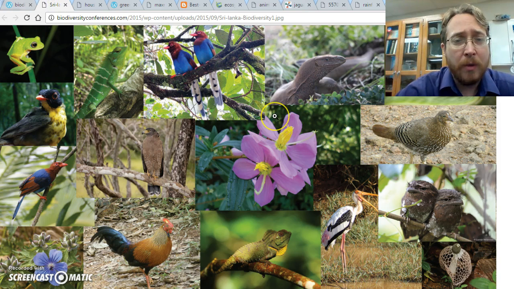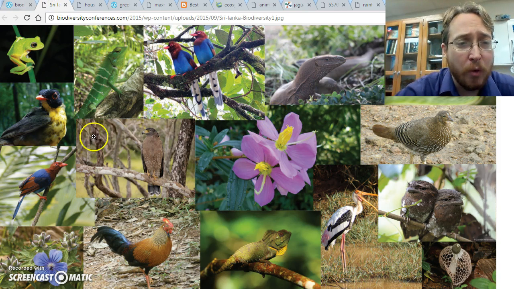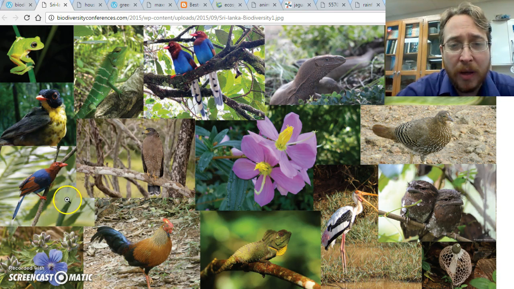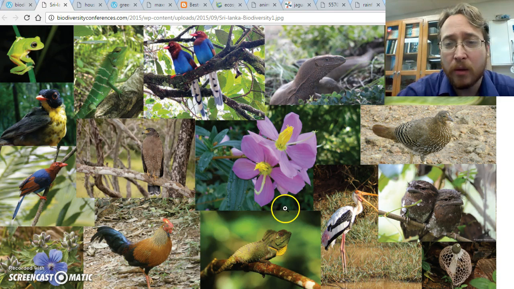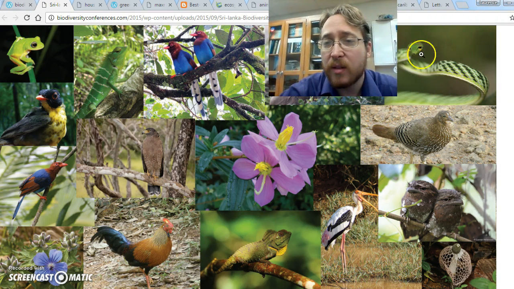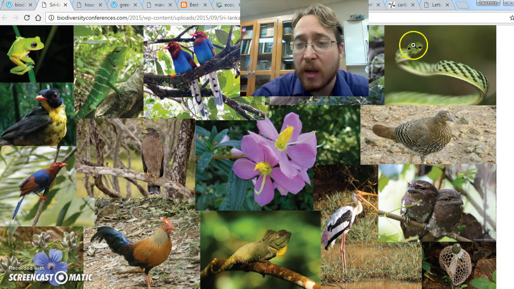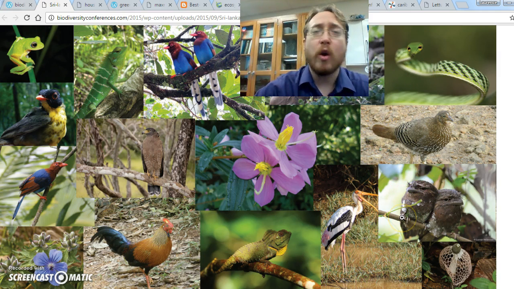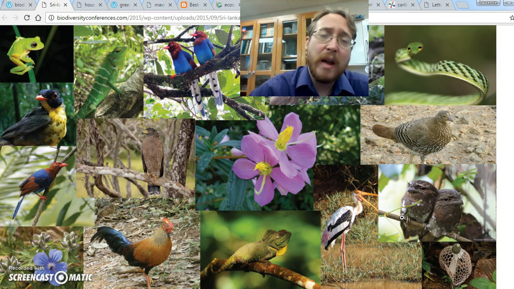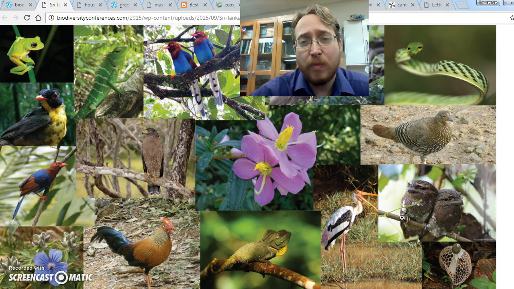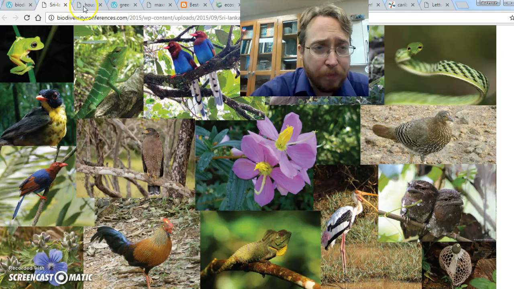Now, this particular example is the biodiversity of a Sri Lankan environment. So they have different types of birds, and they have different types of flowers, and they have different types of lizards and reptiles and amphibians. And we've got a snake sneaking behind me over here. And some of these are really cute. I mean, those are pretty cute birds. So each ecosystem is going to have its own biodiversity because different species live in different ecosystems.